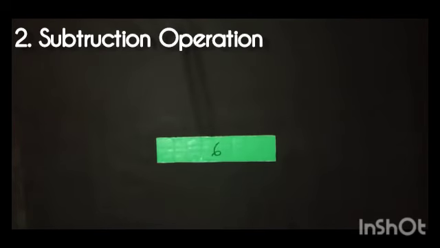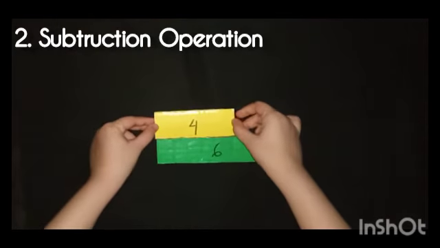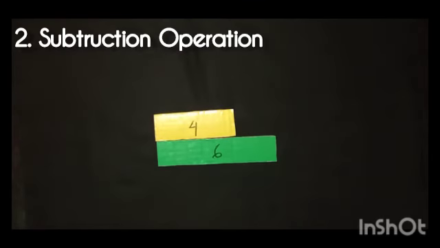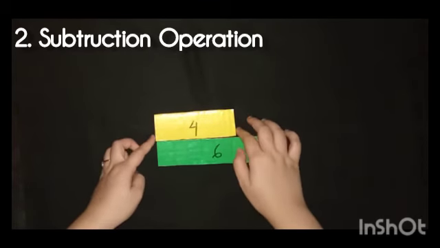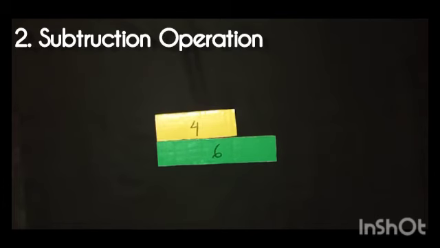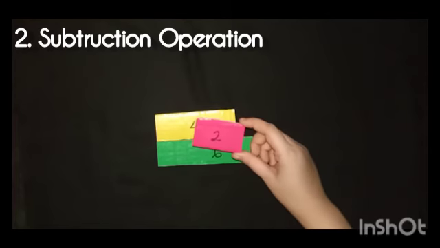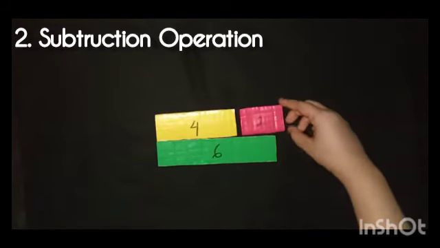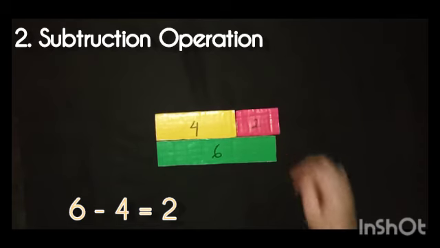Second, subtraction operation, 6 minus 4. First, take a rod with a size of 6. Then, place the rod with a size of 4 on top of rod 6, with the position of one end of the rod exactly the same as one end of rod 6. After that, as a result of 6 minus 4, to find out the result, we prepare one rod which if connected to rod 4, the length is exactly 6. Hence, the result of 6 minus 4 equals 2.